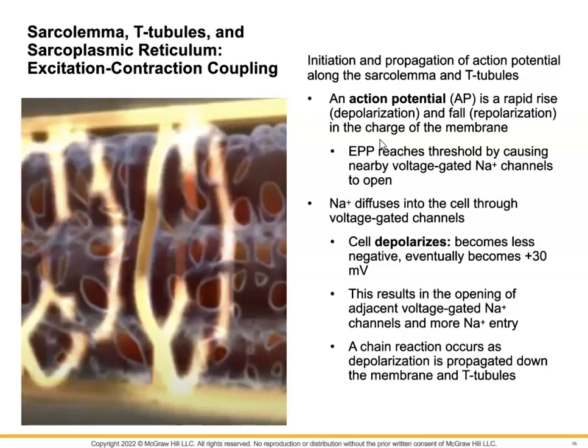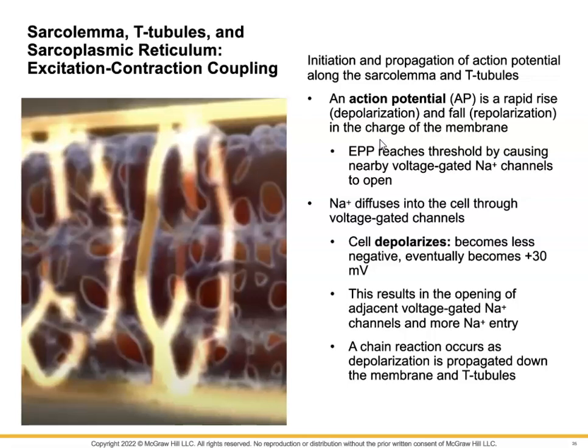So the electrical change of the end plate potential at the motor end plate stimulates the opening of voltage-gated sodium channels in the adjacent area of the cell membrane. So think of it this way again. Go back to the dominoes. If one domino falls and hits another, and another, and another, it's propagating along that chain of dominoes, because one caused another to do something, caused another to do something.